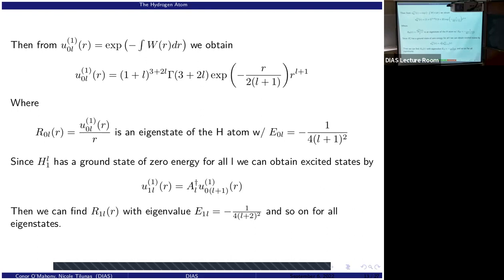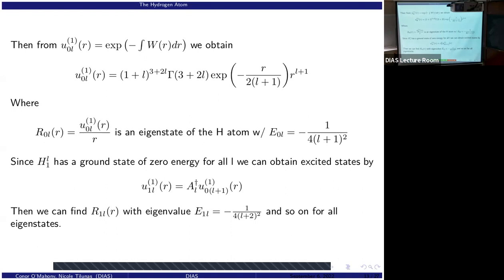The Hamiltonian has a ground state of zero energy for all l, so we can obtain the excited states by using this formula. We apply the creation operator onto the ground state to find the first excited state, and we can find the second excited state by applying it onto the first state. Similarly, we can do that for the radial component with the energy value, and so on for all the eigenstates.